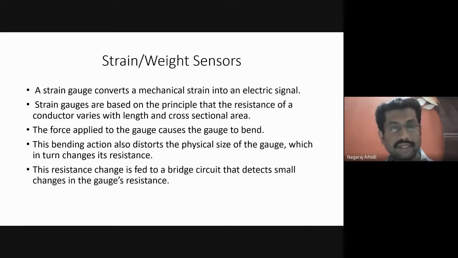The force applied to the gauge causes the gauge to bend. Here the meaning of strain is the applying of force. When a force is applied, the gauge bends, that is, it expands or compresses. The bending action distorts the physical size of the gauge, which in turn changes its resistance. The resistance change is fed to a bridge circuit that detects small changes in the gauge's resistance, and the bridge circuit is used to measure the change in the gauge resistance.